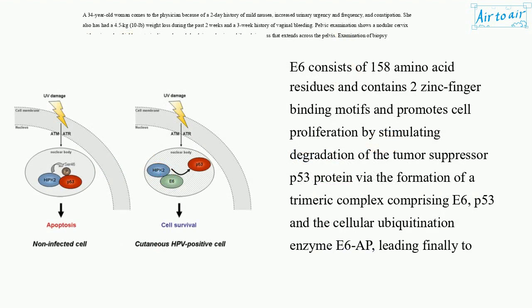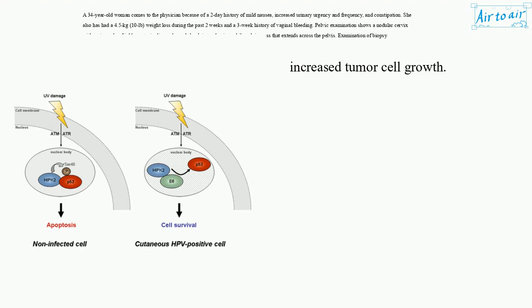E6 consists of 158 amino acid residues and contains 2 zinc finger binding motifs and promotes cell proliferation by stimulating degradation of the tumor suppressor p53 protein via the formation of a trimeric complex comprising E6, p53 and the cellular ubiquitination enzyme E6AP, leading finally to increased tumor cell growth.